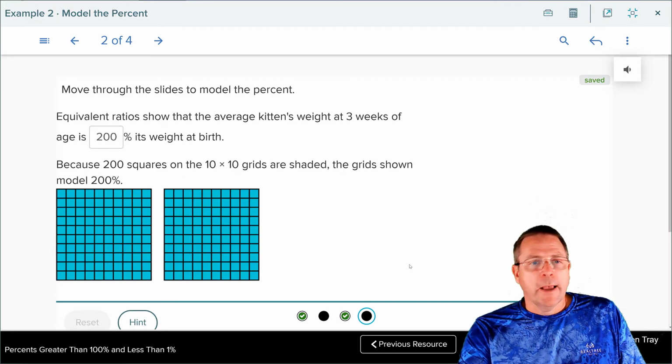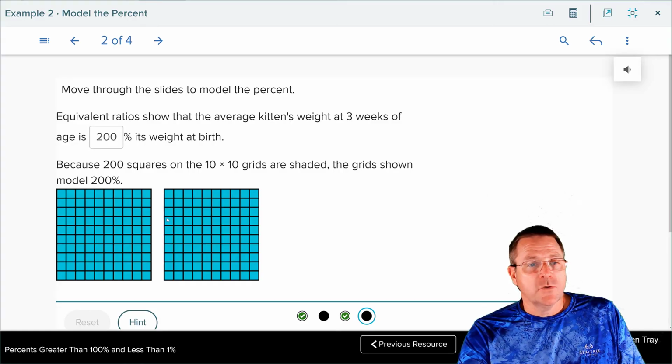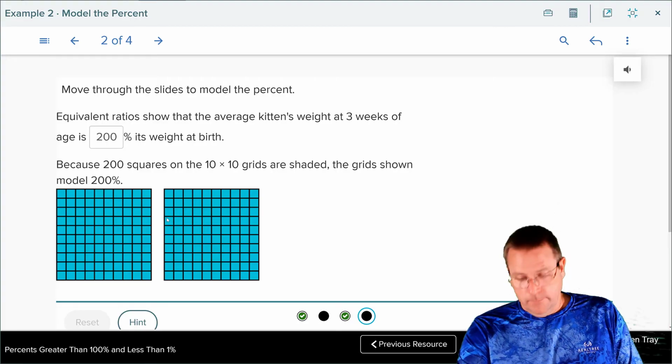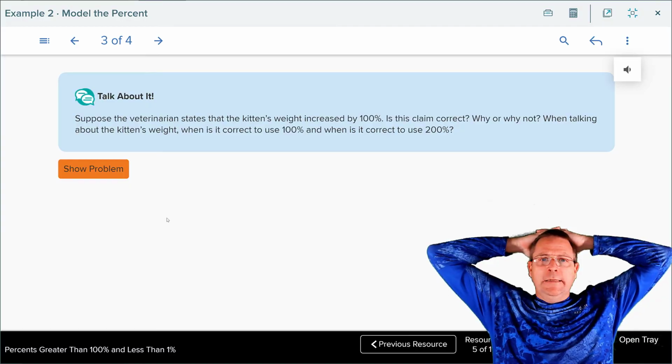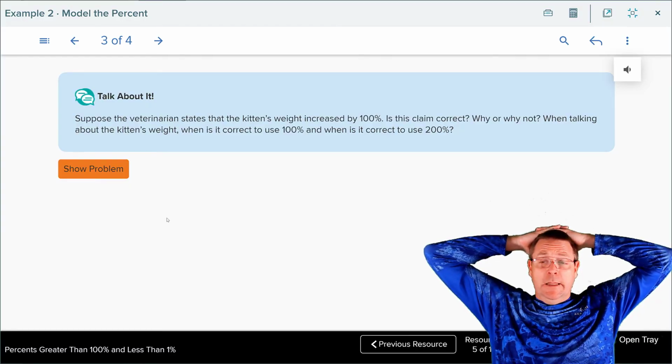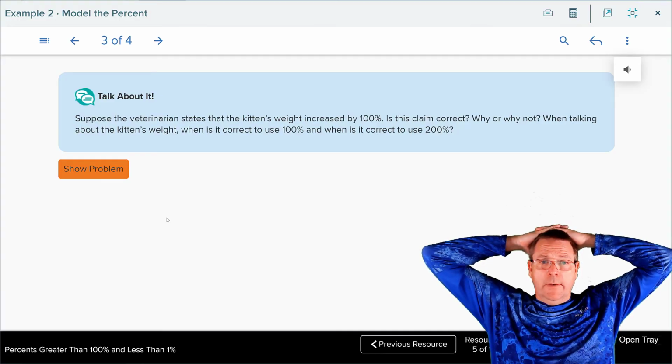From there, the last thing we need to look at: if we were to show that on the 10 by 10 squares, you would have two 10 by 10 squares completely shaded to explain this answer. Now suppose a veterinarian states the kitten's weight increased by 100%. Is this claim correct? Why or why not when talking about the kitten's weight?